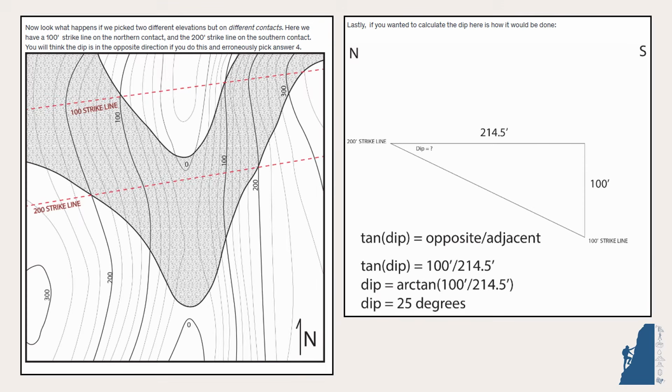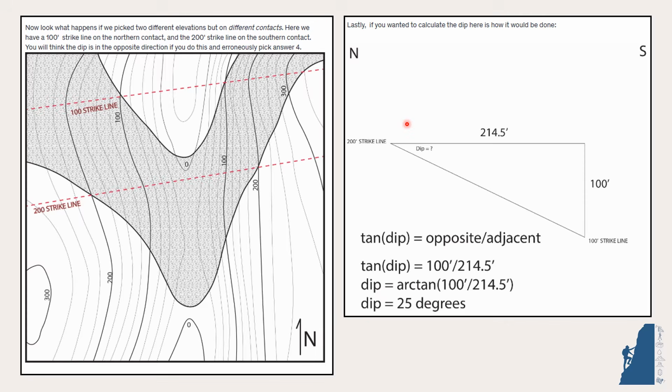So in a lot of my explanations, I try to anticipate the kinds of things people get wrong. So this is a common mistake people make. We'll consider what would happen if we chose a strike line from the southern contact and from the northern contact. If we did the 200 on the southern and the 100 on the northern contact, we would think that this is dipping to the north, and that would lead us towards the wrong options in our multiple choice.